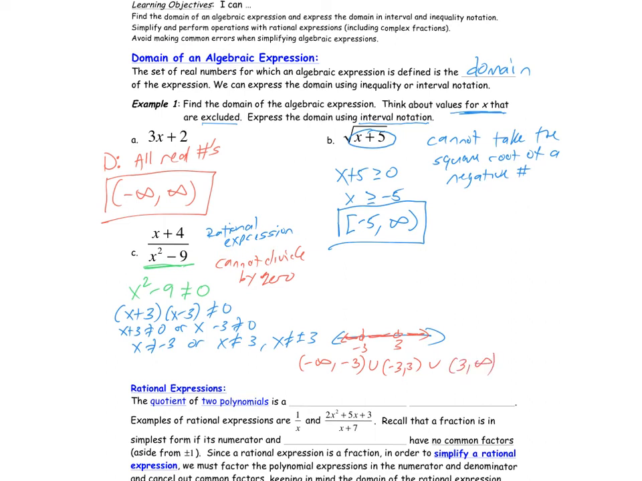We could also solve this without factoring. So let's start over here. If I have x squared minus 9 is not equal to 0, I could add 9 to both sides. x squared is not equal to 9. And then if I take the square root of both sides, I'll get x is not equal to plus or minus 3, which is the same place that we got when we factored. So either method to solve will be fine.